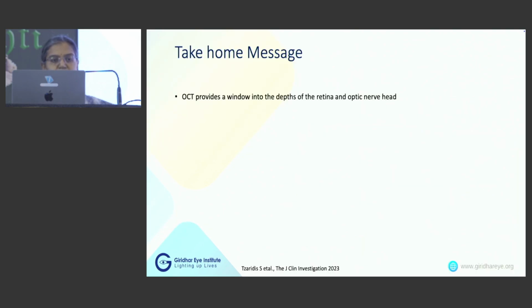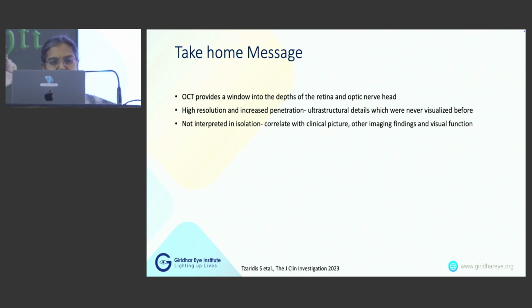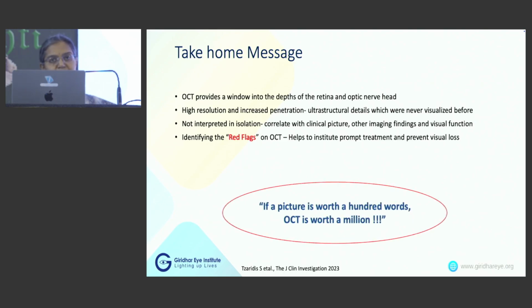So to conclude, OCT provides a window into the depths of the retina and optic nerve head. The high resolution and increased penetration possible with the newer machines give us ultrastructural details which were never visualized before. It should not be interpreted in isolation but correlated with the clinical picture, other imaging findings and visual function. Identifying the red flags on OCT will definitely help us to institute prompt treatment and prevent visual loss. If a picture is worth 100 words, OCT is worth 1,000,000.